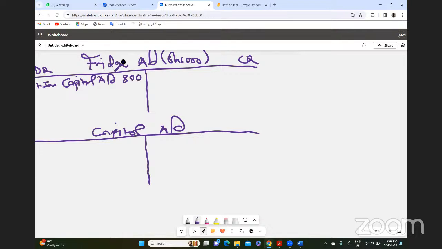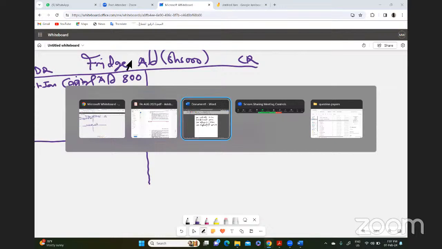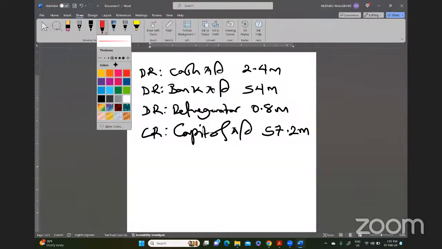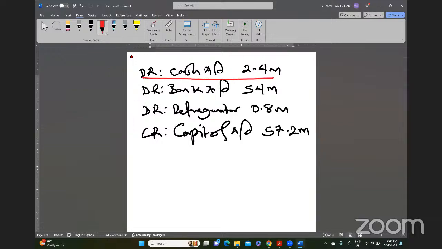Okay, so we are filling in this double entry here that we have drawn. So far we have passed this one and that one, isn't it so? The one that we have not yet passed is capital, and that's what we are going to pass. But remember, as you are filling in your capital account, you have to use the references on the debit entry. Are we together? So meaning you're going to bring cash, bank, and then what? And a refrigerator. Are we together?